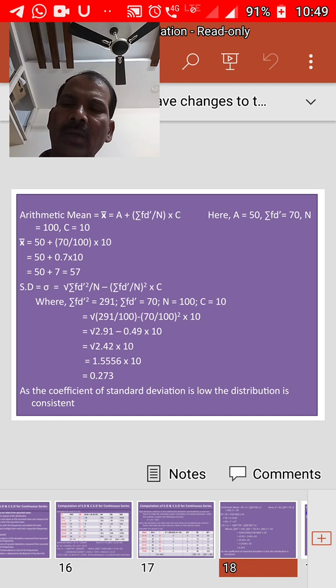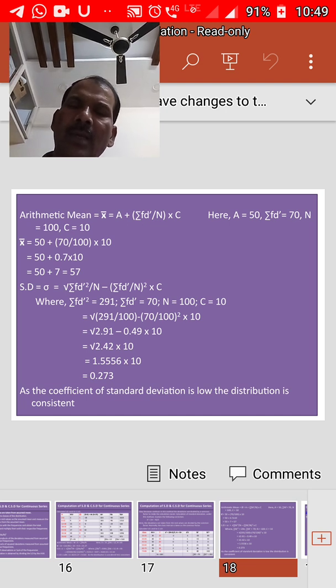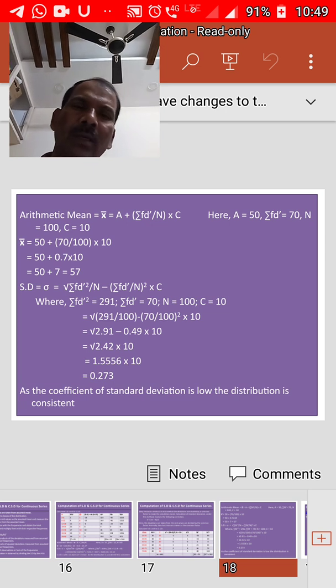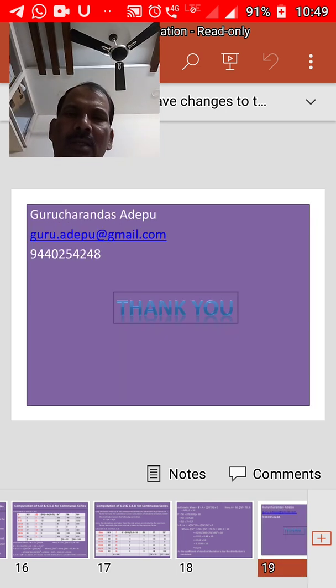Coefficient of standard deviation is equal to small sigma by x bar, that is standard deviation by arithmetic mean. If you substitute the values, that is 15.56 by 57, you will get 0.273, which is least. As the coefficient of standard deviation is low, the distribution is said to be consistent, right?